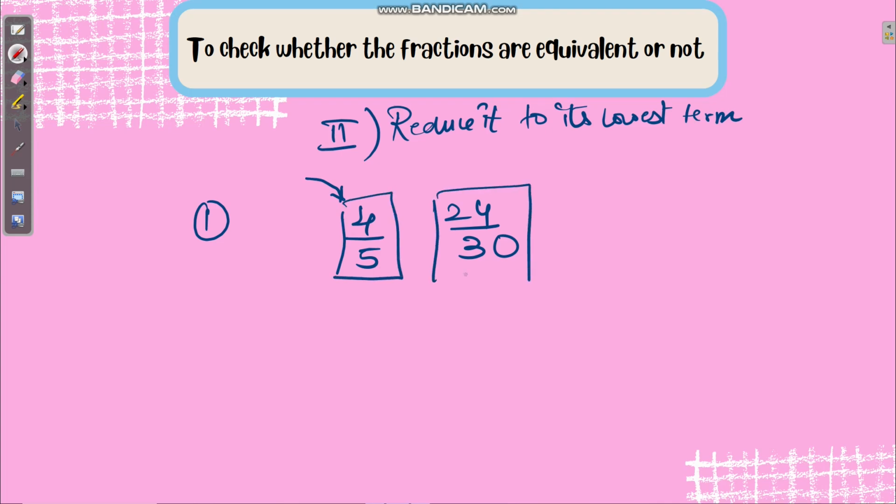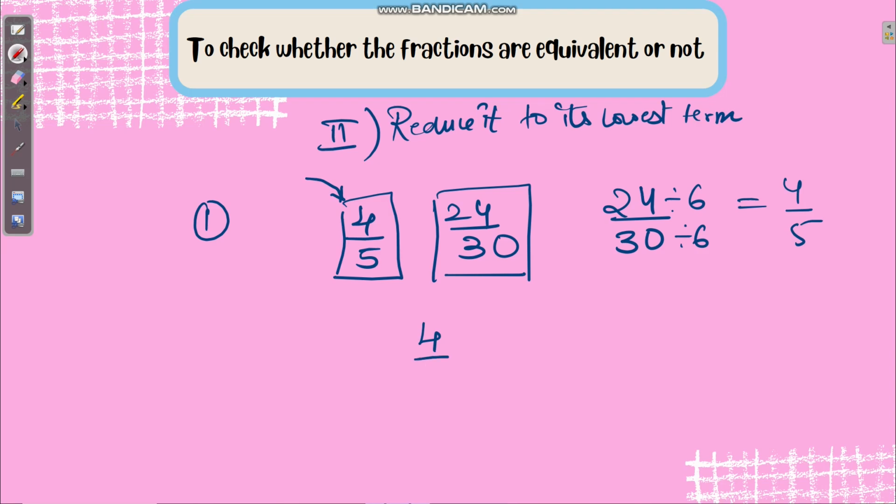Let's reduce this 24 by 30. Can we reduce this number? Can we divide these two numbers by such a number, any number which can divide both of them? So let's try. So 24 and 30. If you see, the HCF of 24 and 30 is 6. So you divide both of them by 6, so you get 6 fours are 24 and 6 fives are 30.